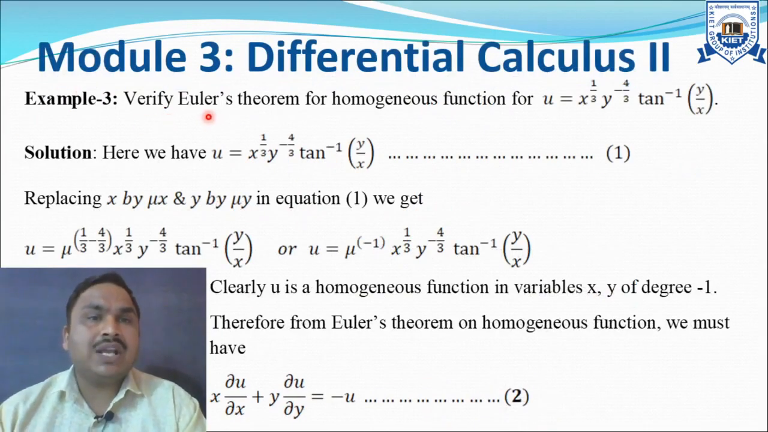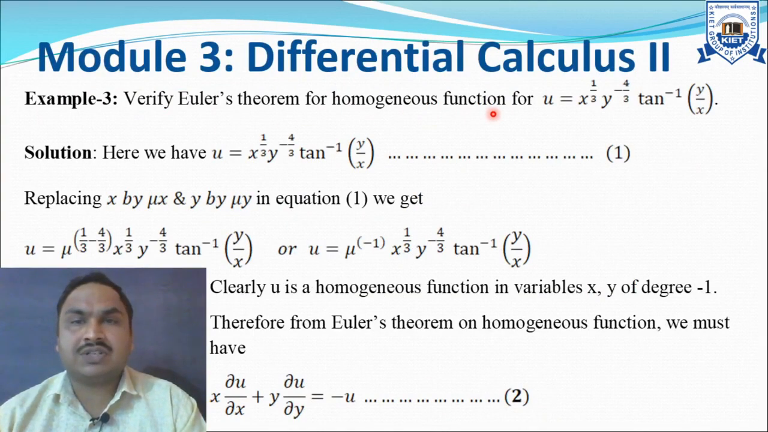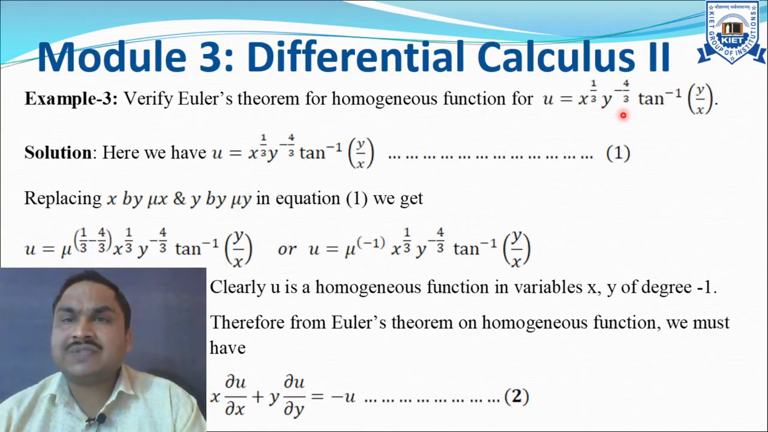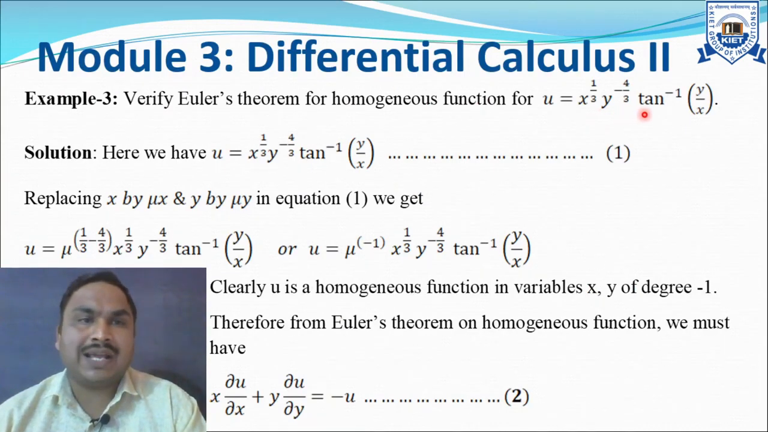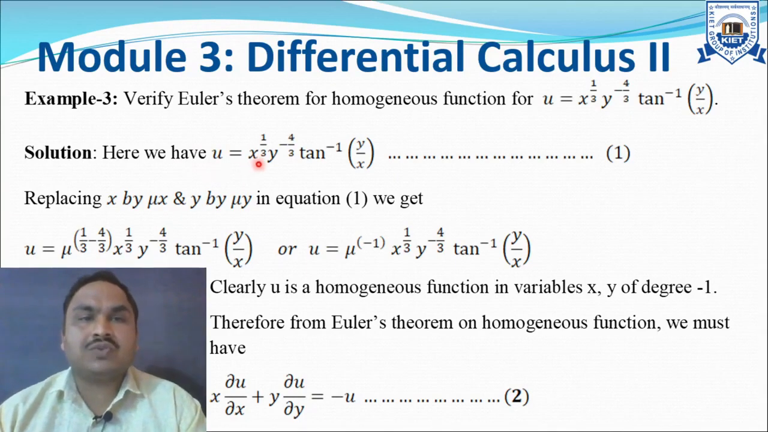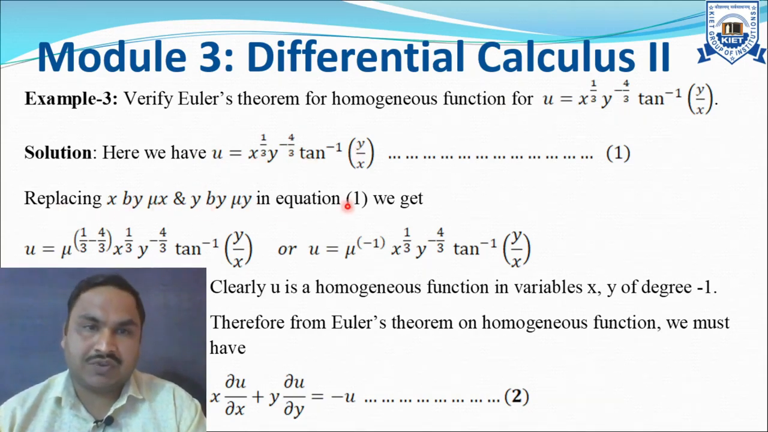Next example: verify Euler's theorem for the homogeneous function u equals x raised to the power 1 by 3, y raised to the power minus 4 by 3, into tan inverse y by x. Here we have u equals x raised to the power 1 by 3, y raised to the power minus 4 by 3, tan inverse y over x. So to check its nature, we replace x by mu x, y by mu y in equation 1, in such a way that from here we shall get mu raised to the power 1 by 3, and from here I will get mu raised to the power minus 4 by 3.